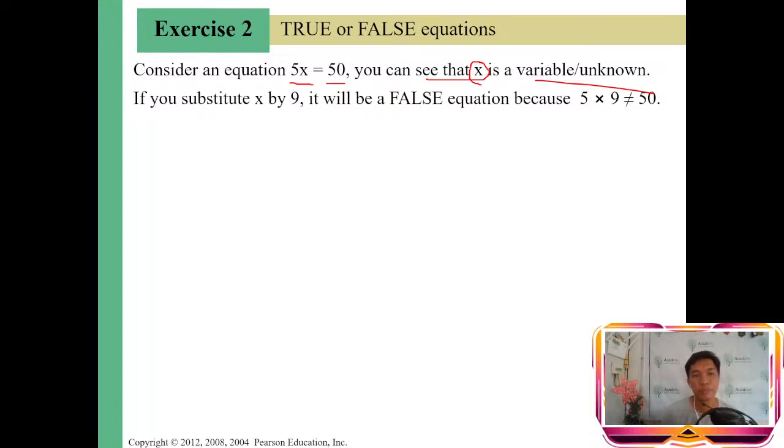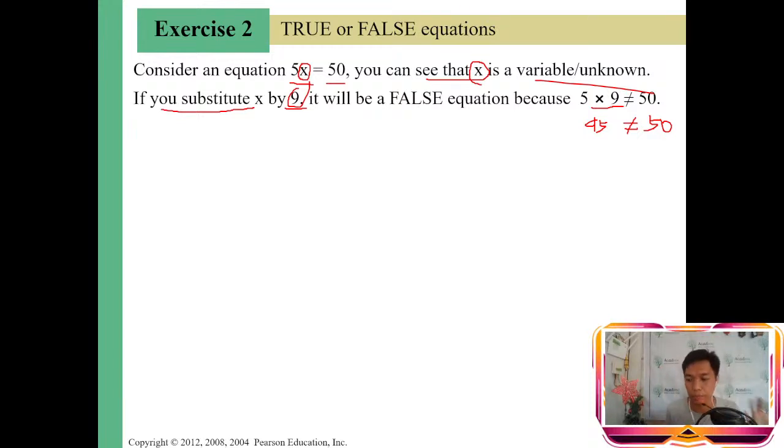Look at this one. If you substitute x by 9, we change x into 9, so it becomes this. 5 times 9, how much? So 45. It means they are not equal to 50. They are not the same, so 9 is not the answer.